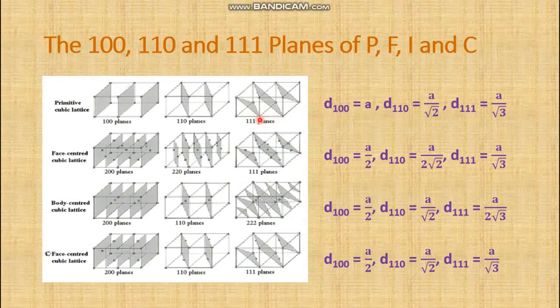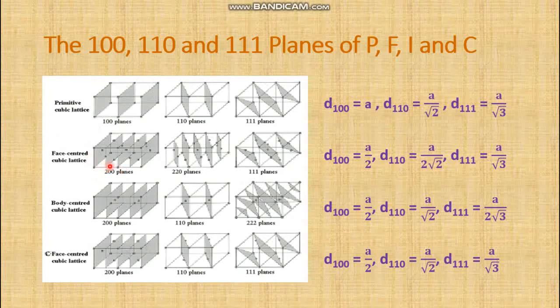So the interplanar distance from the formula of d_hkl, we can find out that d100 is a, d110 is a by root 2, while d111 is a by root 3. But the twist is here. The twist of the story is here.